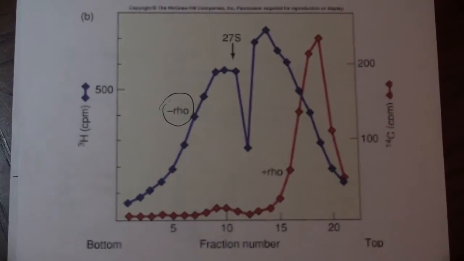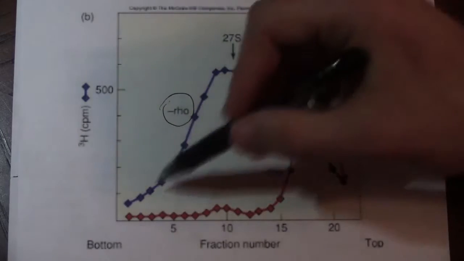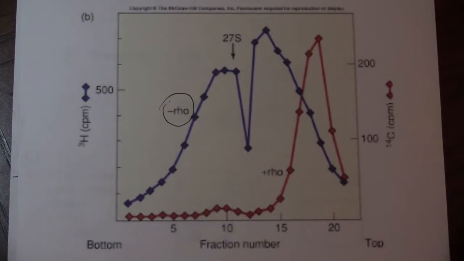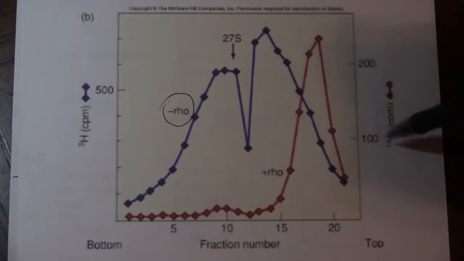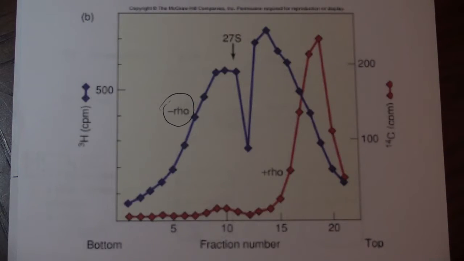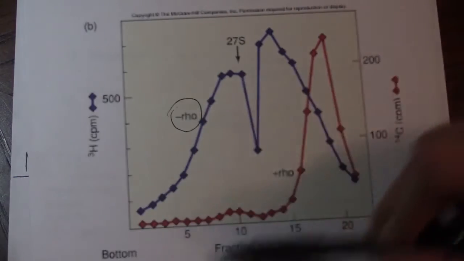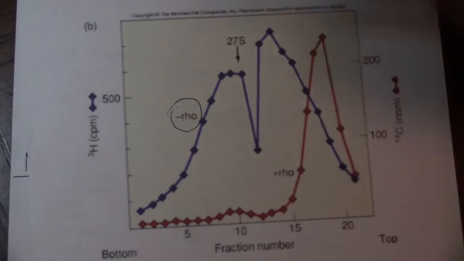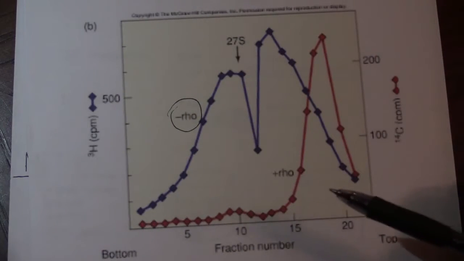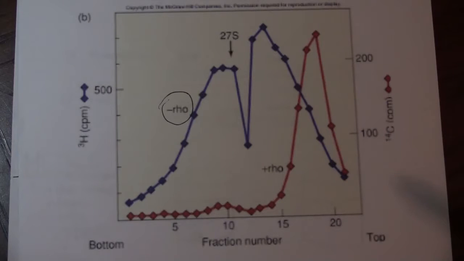Clearly, the original tritium-labeled RNA, seen in blue, was unaffected by Rho. However, the carbon-14 RNA, seen in red, labeled with the additional y-axis, shows a different distribution. There is relatively little of this RNA in the lower fractions, and a great deal of the RNA in the higher fractions. What does this tell us? Pause your video and make some scientific conclusions for yourself.